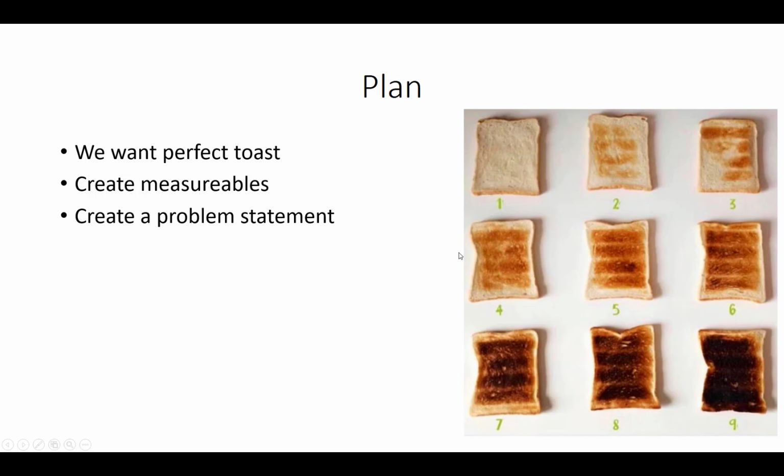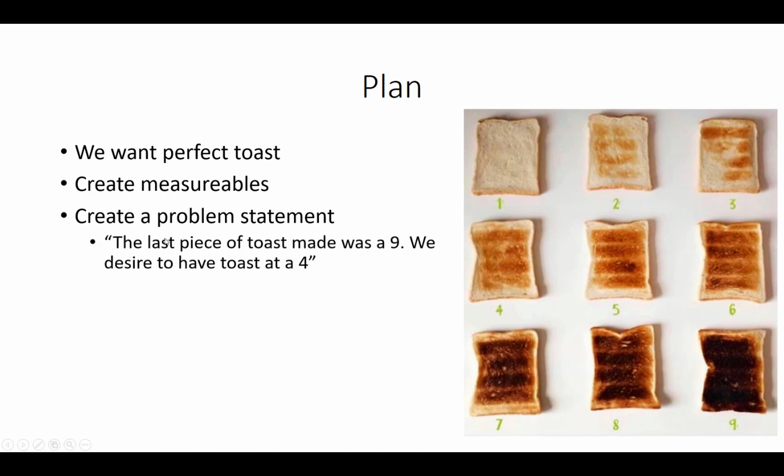So we're going to write that problem statement. Our current state is that our last piece of toast was made at a 9. That's way too dark for our taste, and we would like to have our toast at a 4. This gives us a pretty good problem statement. We're not blaming anyone. We haven't solved anything. We defined everything as current and future state. So although fairly simple, this problem statement works.